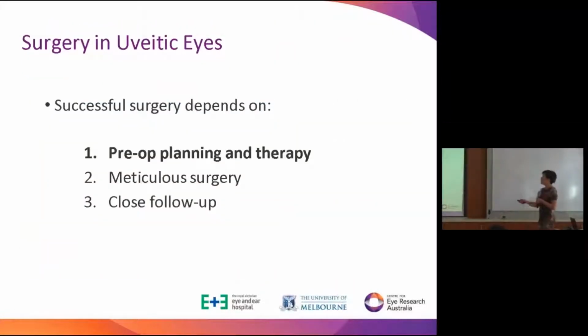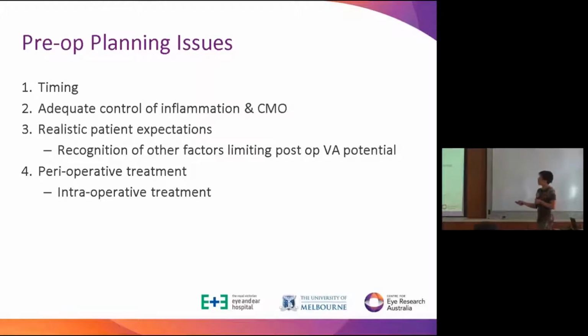So when you plan surgery in uveitic eyes, it's all about pre-op planning, meticulous surgery, and close follow-up. Okay, so I'm going to go through each of these. Pre-op planning, we're talking about timing, adequate control of the inflammation and cystoid pre-op, realistic patient expectations and the fact that they have to keep coming to see you post-op as well, okay, and there's a bit of treatment on their side of the bargain, and obviously peri-operative treatment and intraoperative planning.